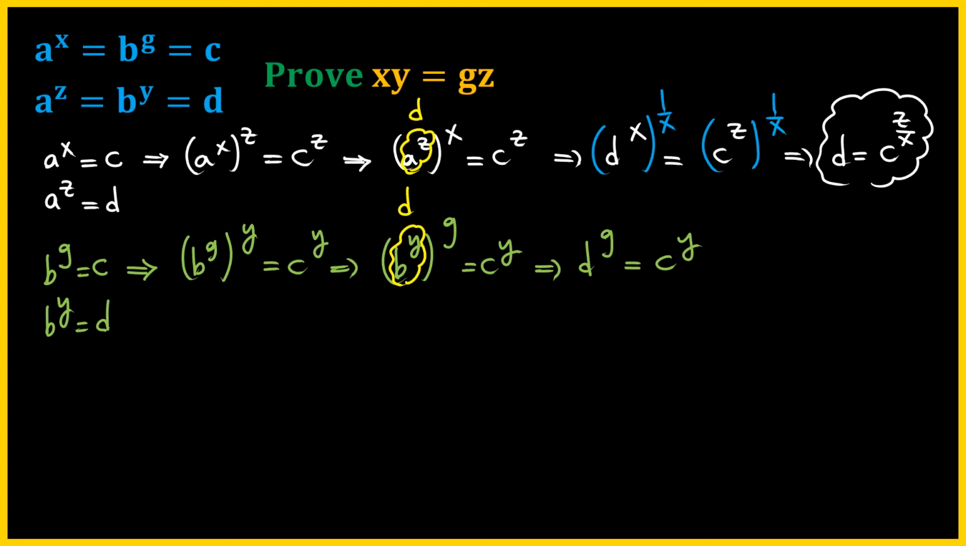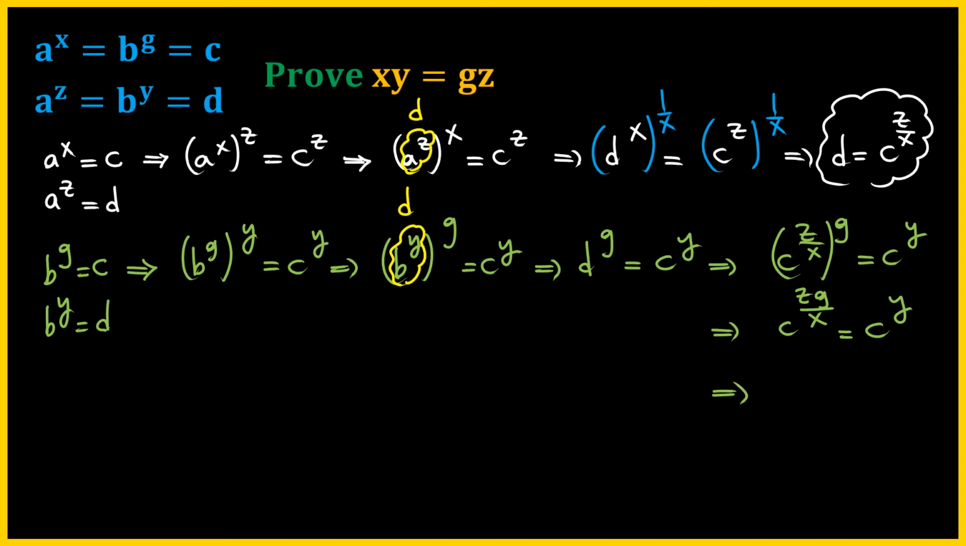Now, based on what we found before, we know that d is c to the power of z over x. So if I replace d with that, I get c to the power of z over x raised to g equals c to the power of y. And then by multiplying the exponents, we get c to the power of z times g over x equals c to the power of y.